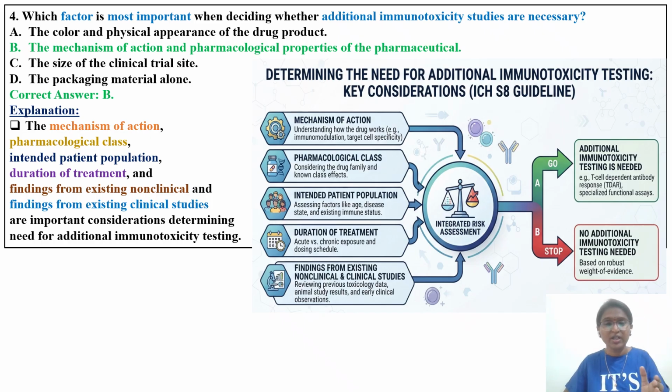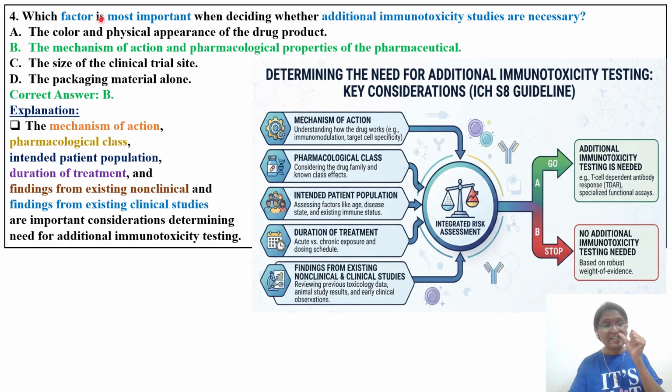Question number 4: which factor is most important when deciding whether additional immunotoxicity studies are necessary? You can understand why, because the main objective of the S8 guideline is whether there are any adverse effects on the immune system, and if yes, what studies are there. That only is the main objective of the S8 guideline. So you keep coming across the same objective, like weight of evidence, integrated assessment, what the biomarkers are, what the triggering points are.